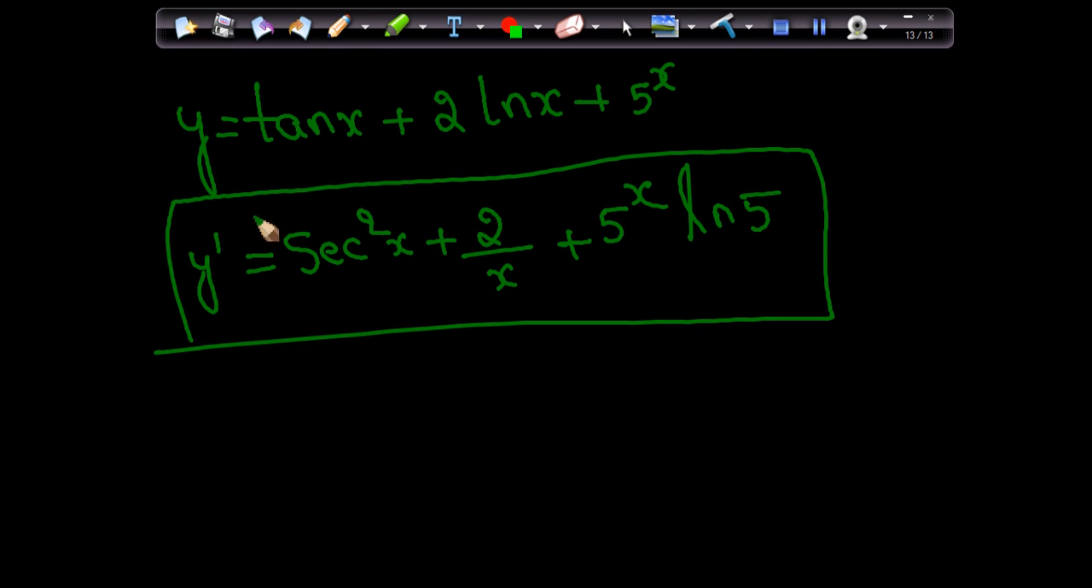I said first you need to apply the algebra of derivatives. You can have not only 2 functions, even if you have some 20 functions, or here I have 3 functions. So the derivative of f of x plus g of x plus h of x is the same as the derivative of f of x. If f of x is tan x, the derivative of f of x is secant square x, plus 2 times the derivative of ln of x, which is 1 by x, which is g of x, and h of x is 5 power x. We know that the derivative of a power x would be a power x ln of 5.